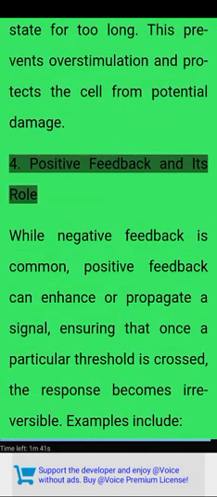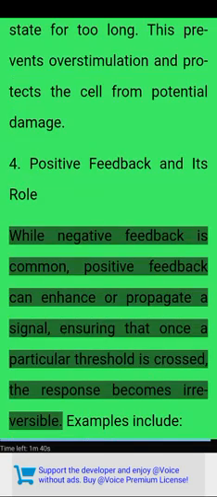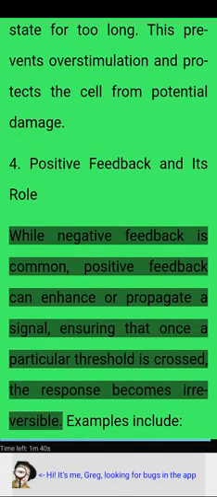4. Positive feedback and its role. While negative feedback is common, positive feedback can enhance or propagate a signal, ensuring that once a particular threshold is crossed, the response becomes irreversible.